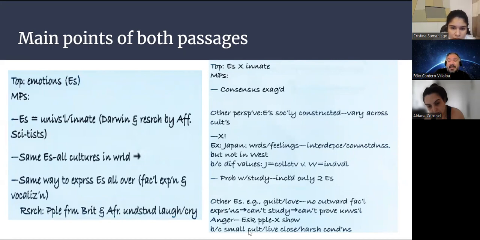And then, for example, anger: Eskimo people or people from the Antarctic do not show these emotions because they live in small groups and they have to live close under harsh conditions. So you don't want to show those kinds of emotions that might unbalance the survival of the whole group. So, a lot of information in a very short time.